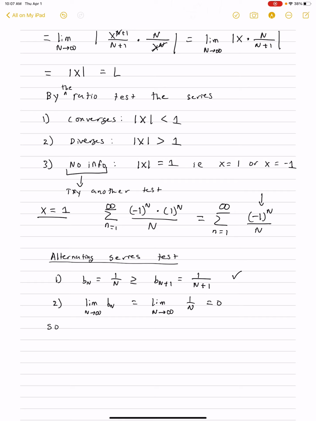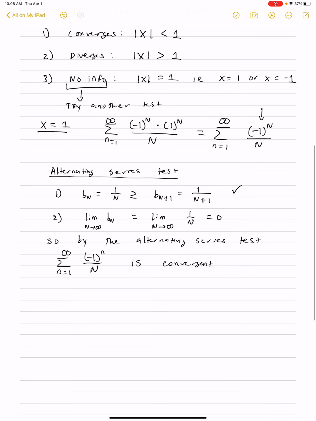So by the alternating series test, this summation from n equals 1 to infinity of minus 1 to the n over n factorial is convergent. Okay, and that corresponds to when x equals 1. So here it converges when x is 1. So I'm going to put a check mark next to x equals 1 to say, yeah, it converges.